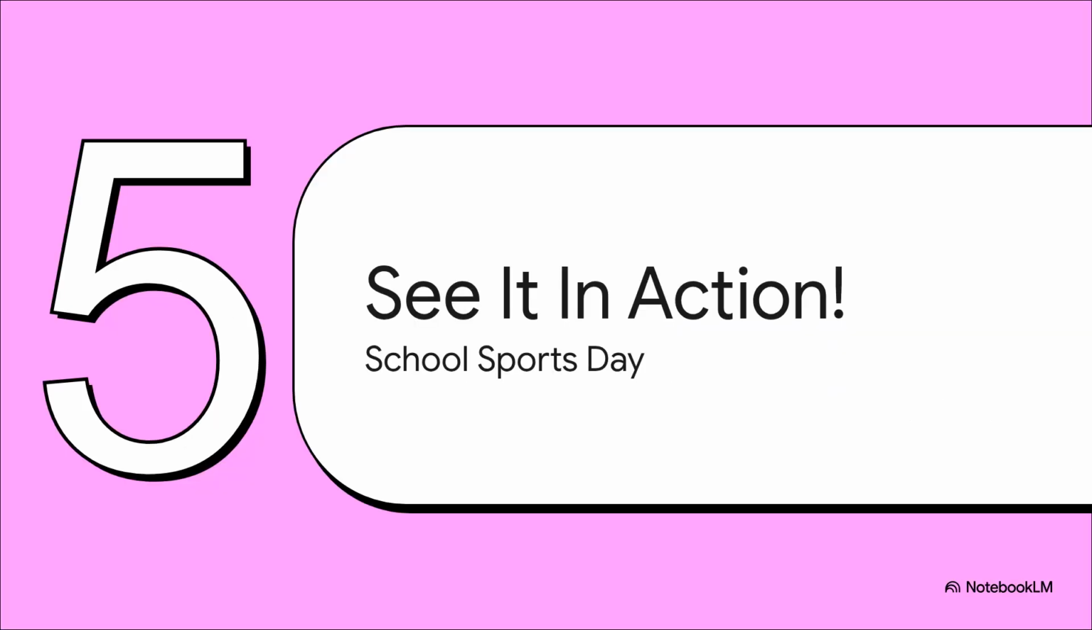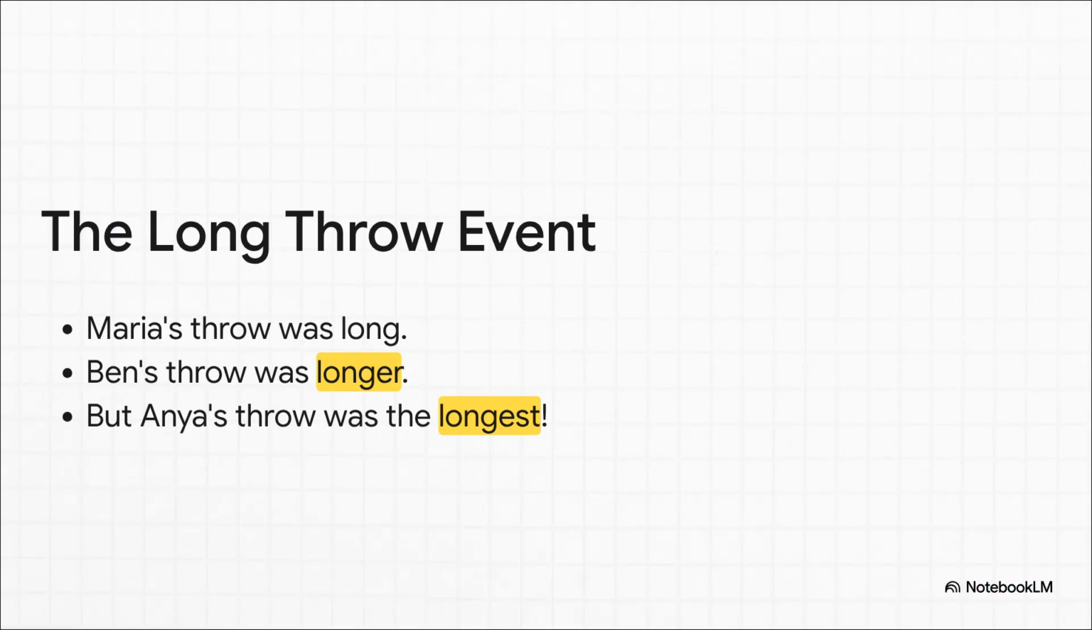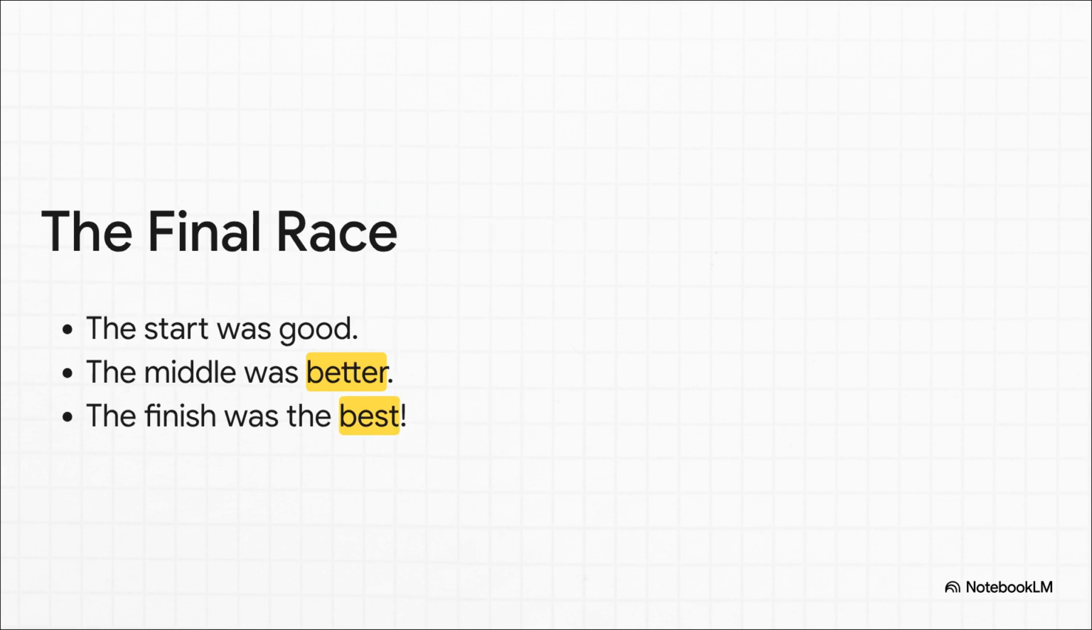Rules are one thing, but let's see how this all comes together in a real story. Picture this. It's school sports day. The sun is shining, everyone's competing. It's the perfect place for a ton of comparisons. Okay, so, in the throwing event, Maria steps up. Her throw was long. That's a good start. Then Ben has his turn. And his throw was longer. See? We're comparing two people. But then, Anya takes her throw, and it was the longest of the entire day. She's number 1.